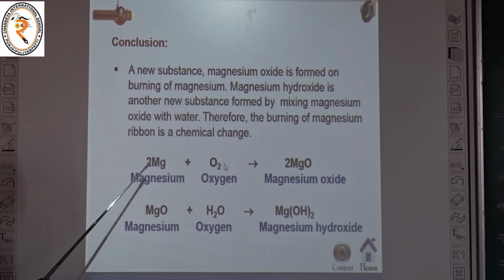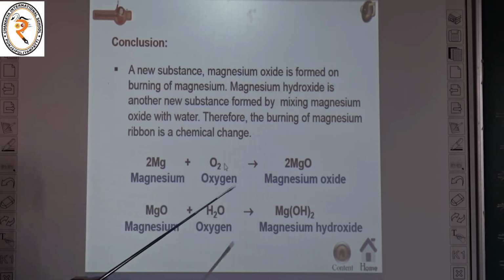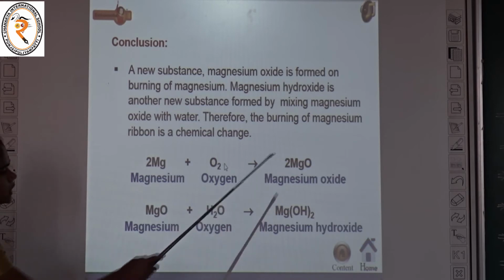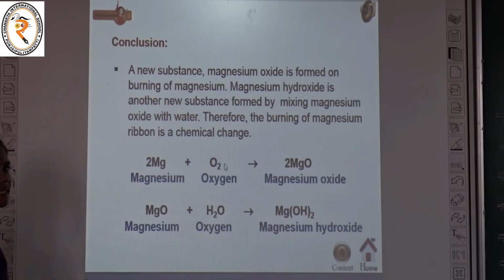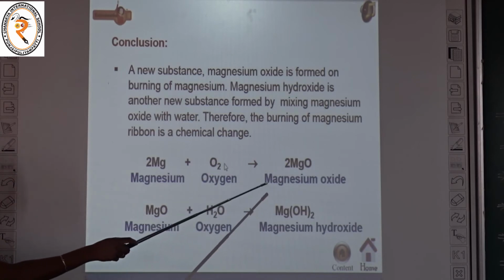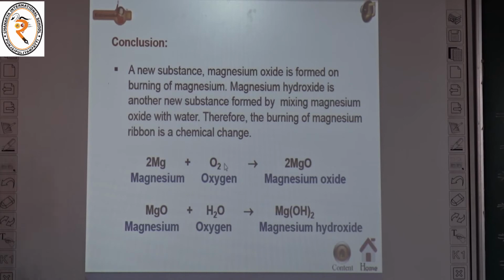See, what is the chemical formula for magnesium? Mg. And then for oxygen, it is O2. So what is the product formed here? MgO. It is nothing but magnesium oxide. Then what is the next step? We have to dissolve this magnesium oxide. It is like a powdery ash. Okay, we have to dissolve this magnesium oxide into water.